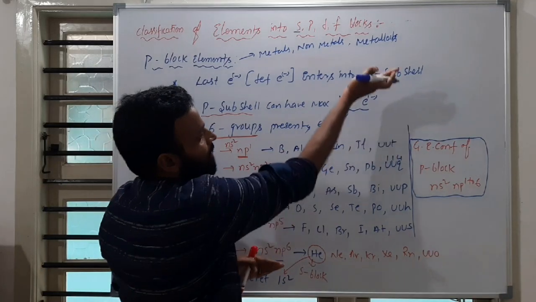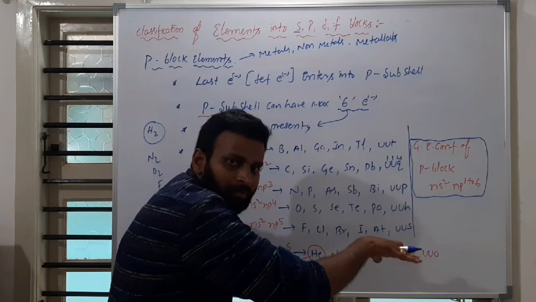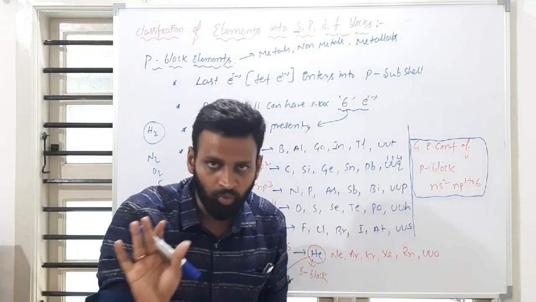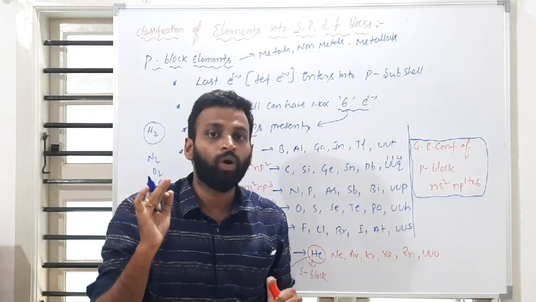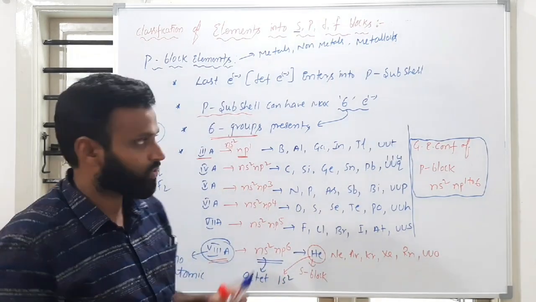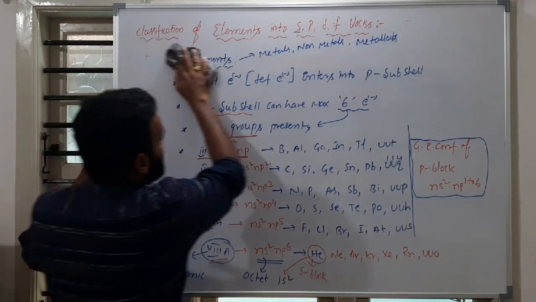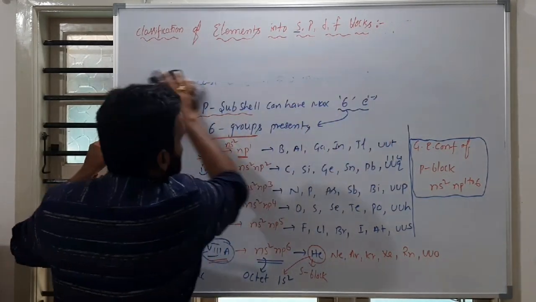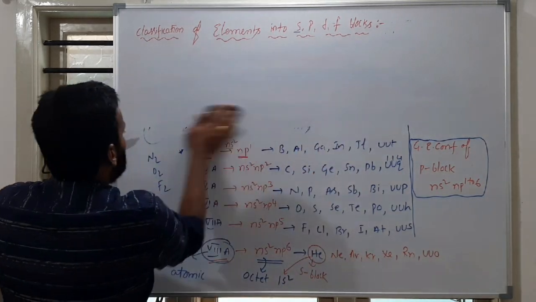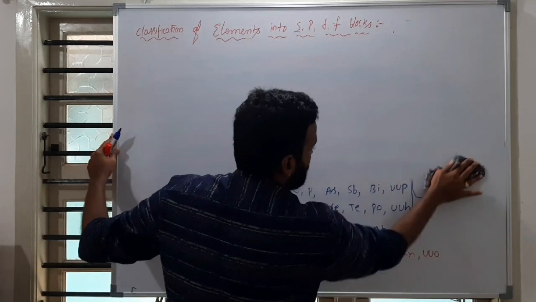In P block, top elements are non-metals, bottom elements, exactly bottom elements are metals. In middle, in zigzag manner, you will have metalloids. Don't worry. Who are the metalloids, who are the metals, who are the non-metals? Clearly, I will give you information. So, this is about P block elements. What is the general electronic configuration of P block? NS2, NP, 1 to 6.